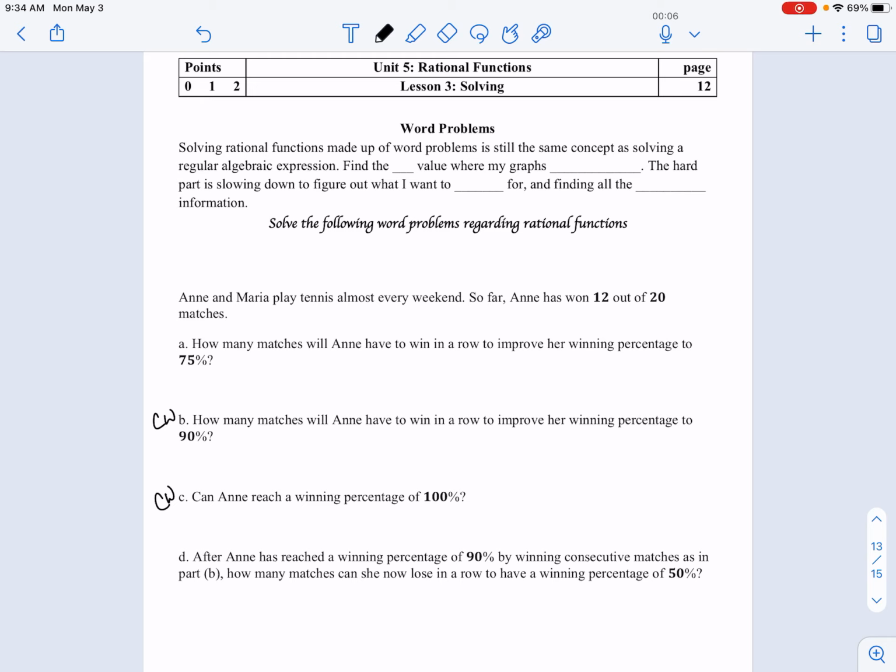All right, so we've looked at how to solve rational equations when the equations are given to us. Now we're going to look at how to solve them in context or when given a word problem. Again, solving a rational function made up of word problems is still the same concept as solving a regular algebraic expression. What you want to do is find the x value where your graphs intersect.